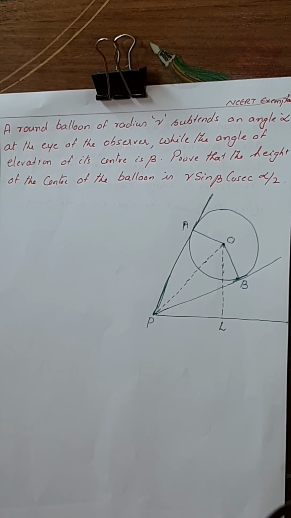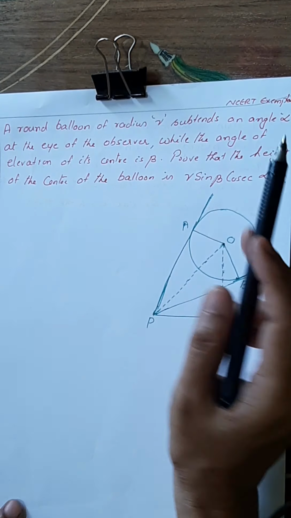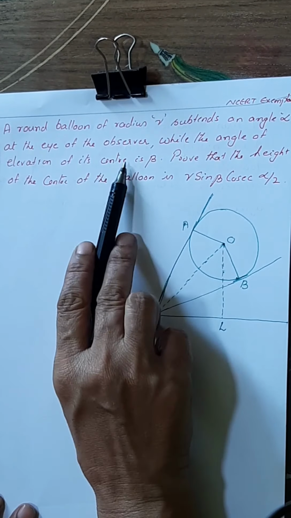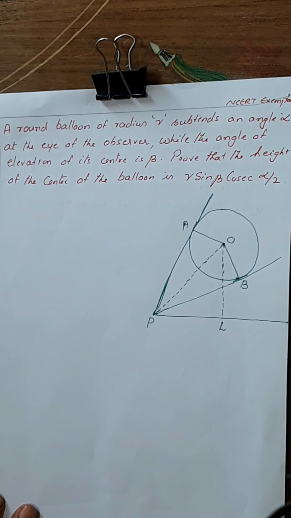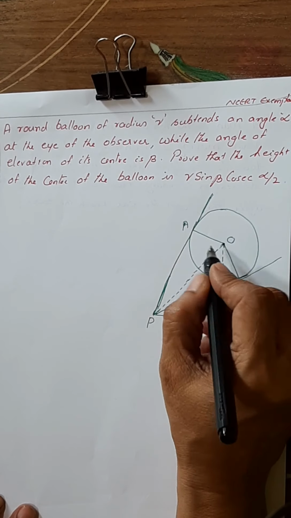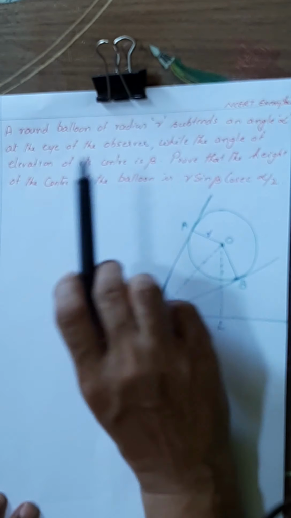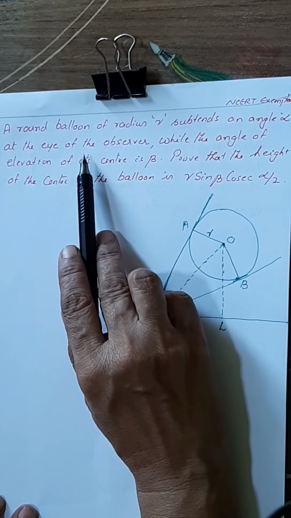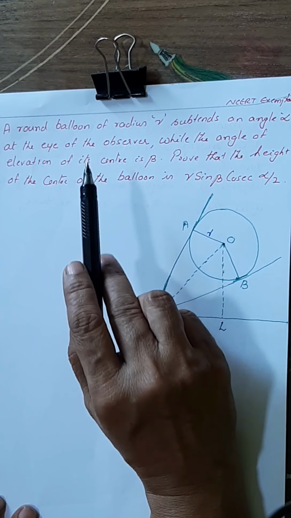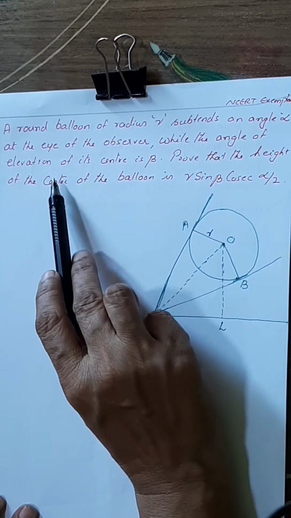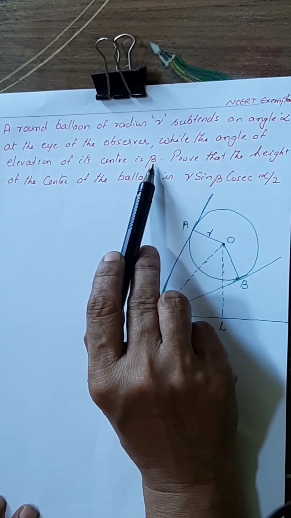A round balloon of radius r subtends an angle alpha at the eye of the observer, while the angle of elevation of its center is beta. So this is slightly different from the normal problems. So the radius of the balloon is r. It subtends an angle alpha at the eye of the observer, while the angle of elevation of its center is beta.